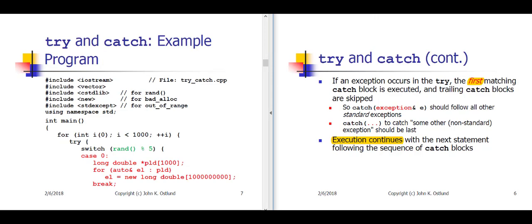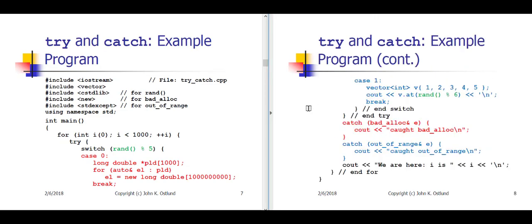Okay, so here on slides 7 and 8, we have a small program illustrating these two problems that we've just talked about, namely the bad_alloc problem or the out of range problem. We've included new and we've included stdexcept so that we know about the bad_alloc class and the out_of_range class. Those are the two kinds of exceptions that we're looking for.